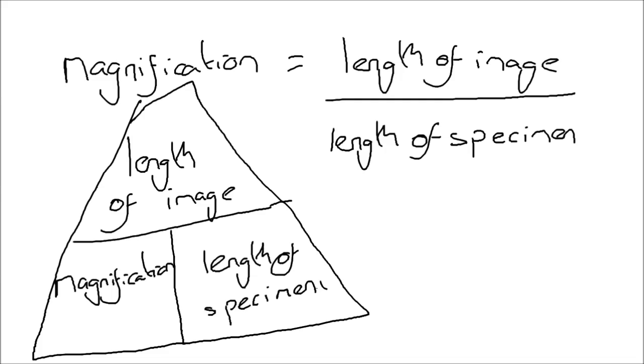Now if you do use this, then I recommend you write it out properly, magnification equals length of image over length of specimen, just to make it super clear to the examiner that you know what you're trying to work out and what the two things are that you need to measure or get given. It's going to be pretty obvious in most exam questions, because you'll either have to measure the length of the image, or you'll get given the length of the image and the length of the specimen and be asked to calculate the magnification, or get given two of those things and asked to work out the other.